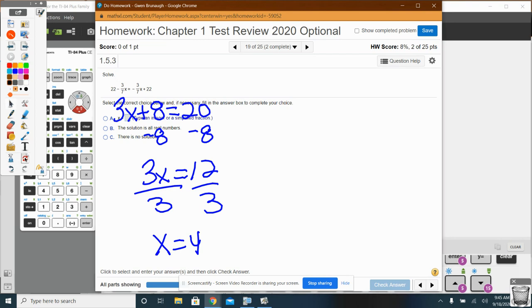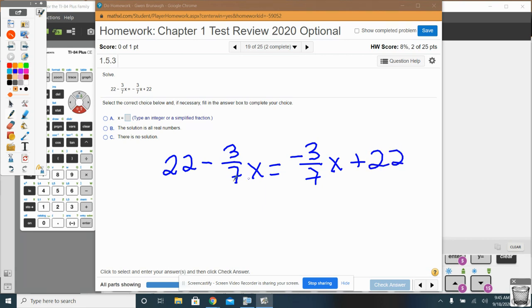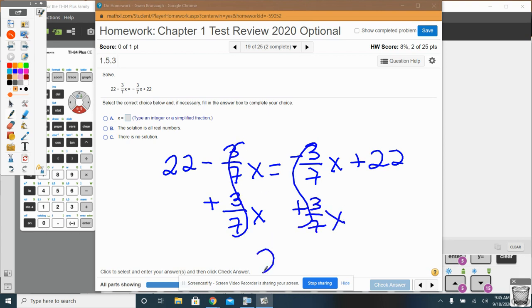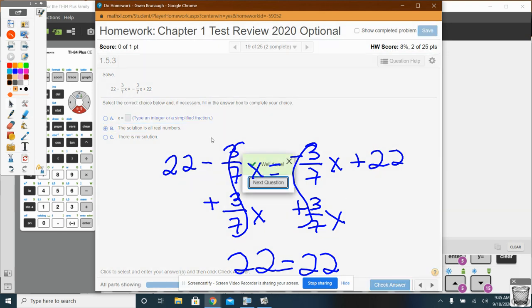This one's a little bit more tricky, but not hard. I get 22 minus 3 over 7x equals negative 3 over 7x plus 22. Now, I notice that these things are showing up twice, so I'm going to go ahead and try to do it without clearing out the fraction, because I notice that these will cancel out and I'm left with 22 equals 22. Well, how do you feel about that? I feel like that's always true. So because it's always true, this will be all real numbers.